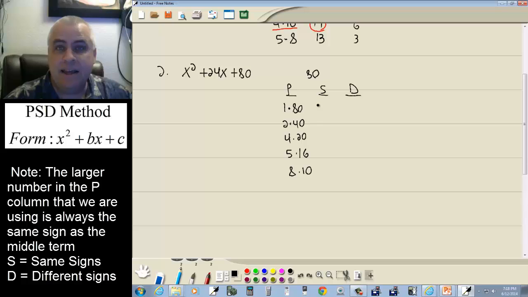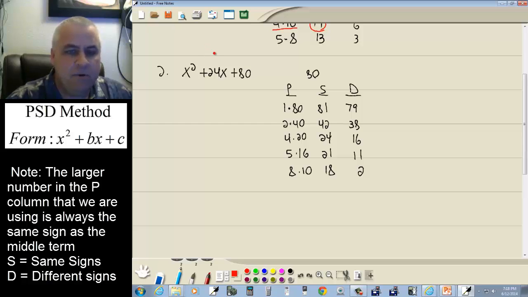Okay. Now in the S column, again we're going to add these together. 1 plus 80 is 81. 2 plus 40 is 42. 4 plus 20 is 24. 5 plus 16 is 21. 8 plus 10 is 18. In the difference column, we'll subtract the smaller from the larger. 80 minus 1 is 79. 40 minus 2 is 38. 20 minus 4 is 16. 16 minus 5 is 11. 10 minus 8 is 2.